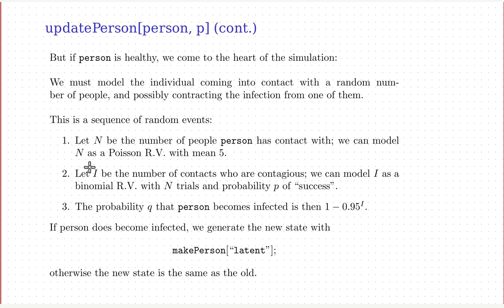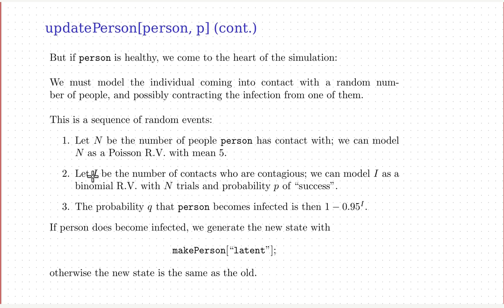But I'll use capital I to denote the number of the contacts who are actually contagious. People are actually infected and contagious. And we can generate this by using a binomial random variable where there are n trials, representing the number of people, and probability p of "success" in quotes, because in this context, success means the person is contagious.